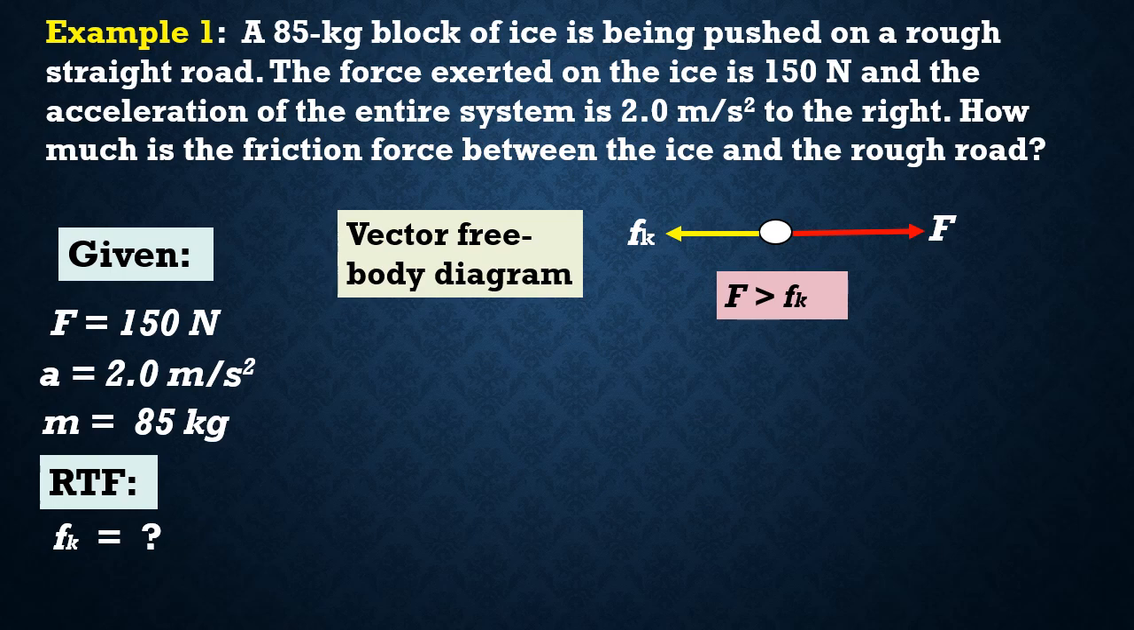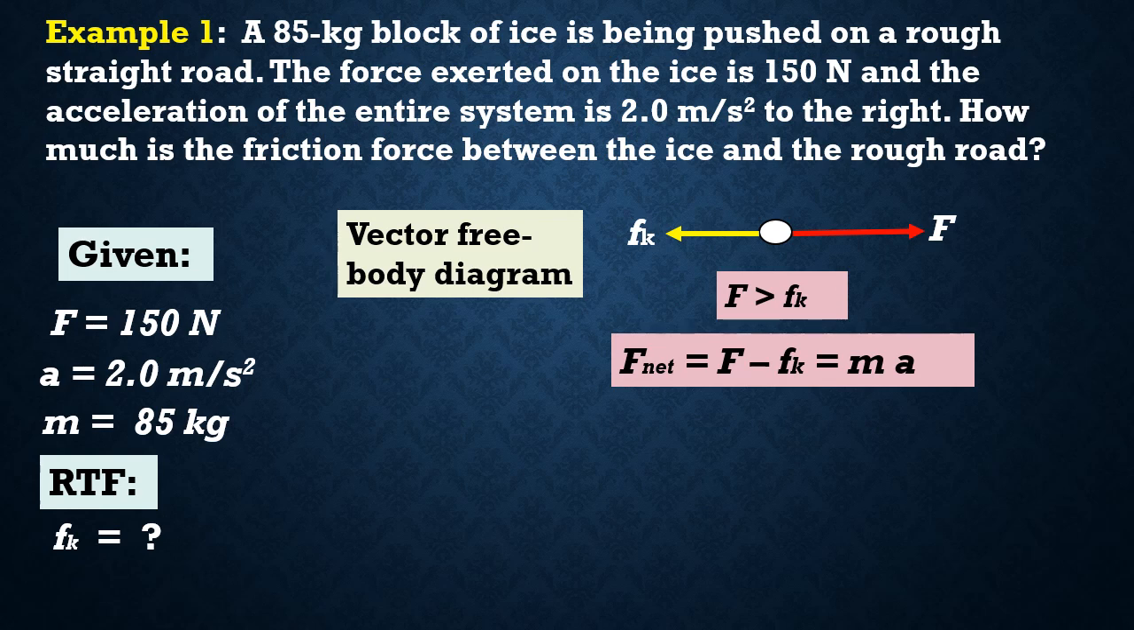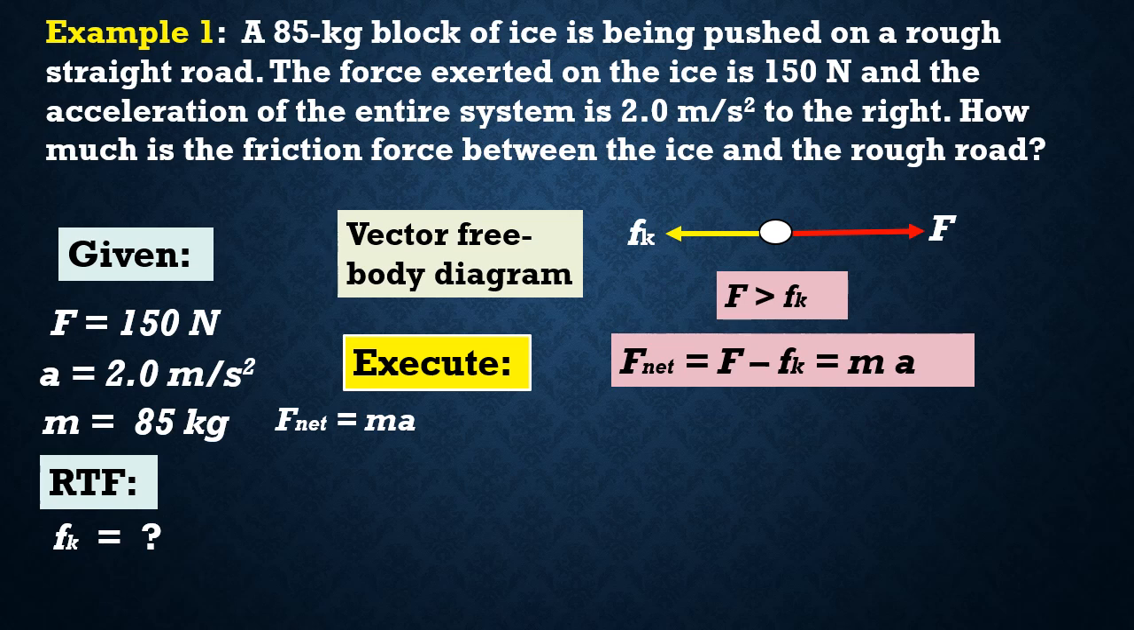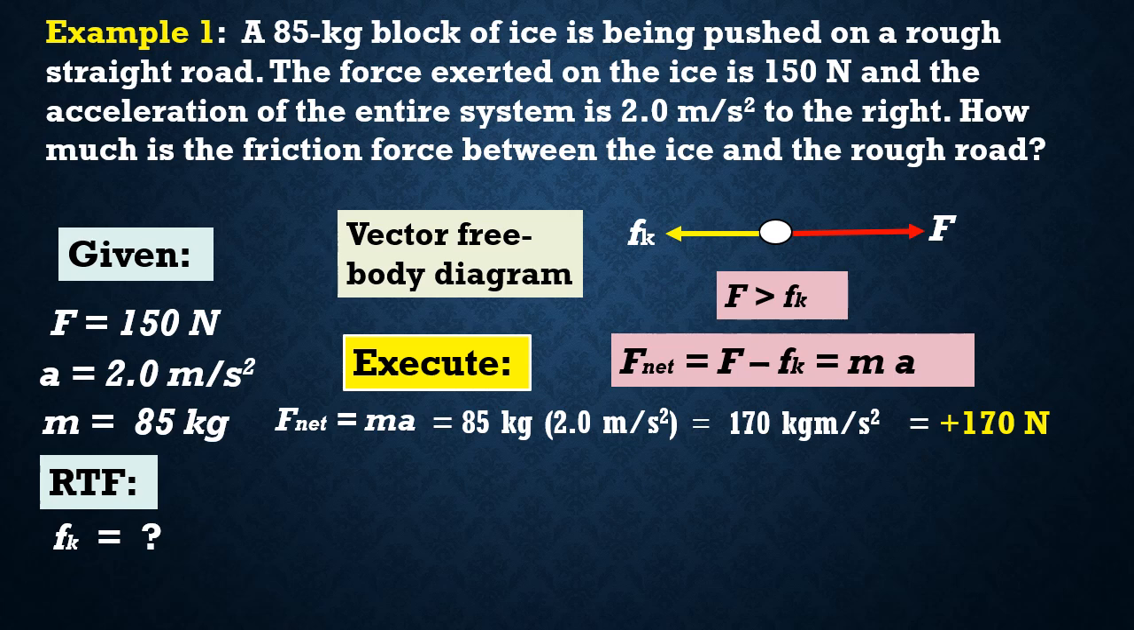We therefore emphasize this equation. F net is equal to capital F minus Fk, which is then equal to mass times acceleration. We substitute the given values for mass and acceleration, or 85 kilograms times 2 meters per second squared, and we get the net force of 170 newtons.